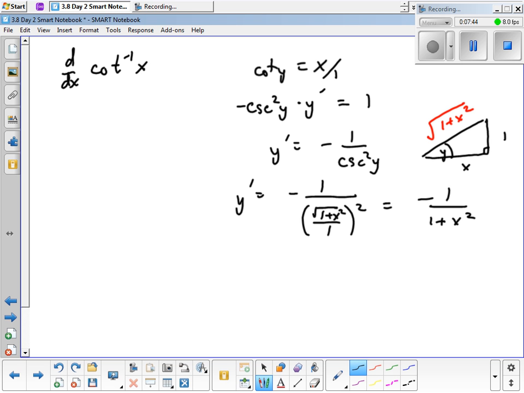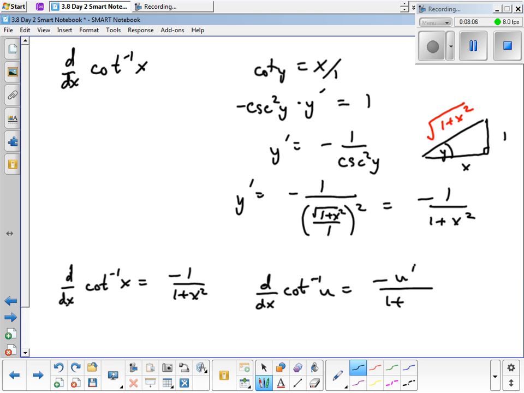And the derivative then of inverse cotangent is negative 1 over 1 plus x squared. If in a chain rule situation, it's negative u prime over 1 plus u squared.